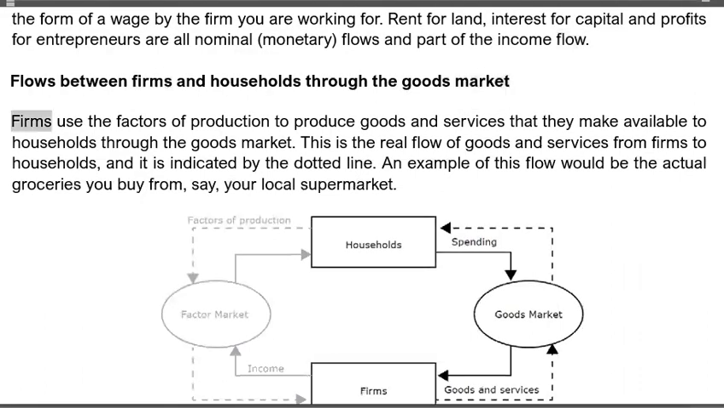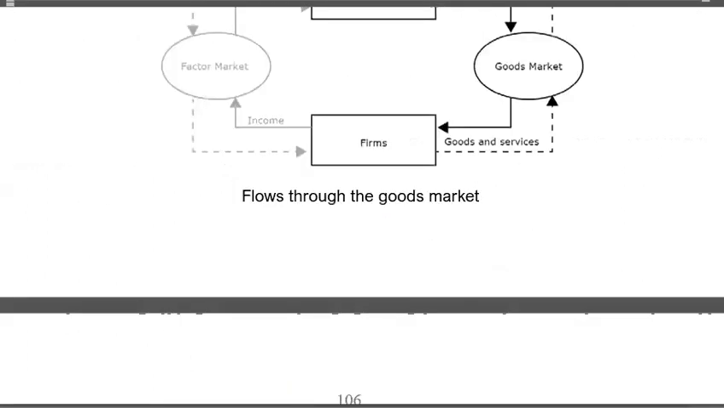Firms use the factors of production to produce goods and services that they make available to households through the goods market. This is the real flow of goods and services from firms to households, and it is indicated by the dotted line. An example of this flow would be the actual groceries you buy from, say, your local supermarket. Flows through the goods market.